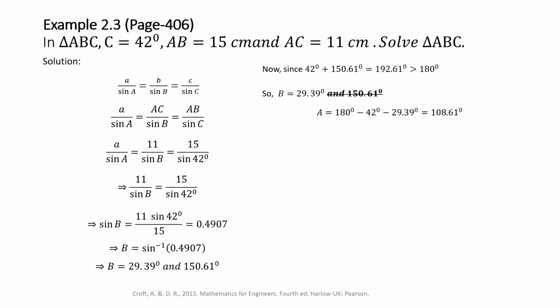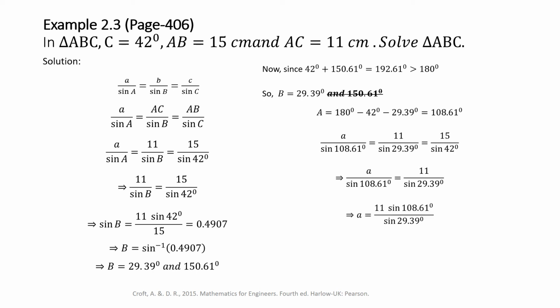Okay, and in terms of B, which is 29.39, we can calculate A, which is less than 180 degrees. It's fine. Plugging in values, and in the first and second ratios, we can calculate a. So the only solution is A, B, and side a.